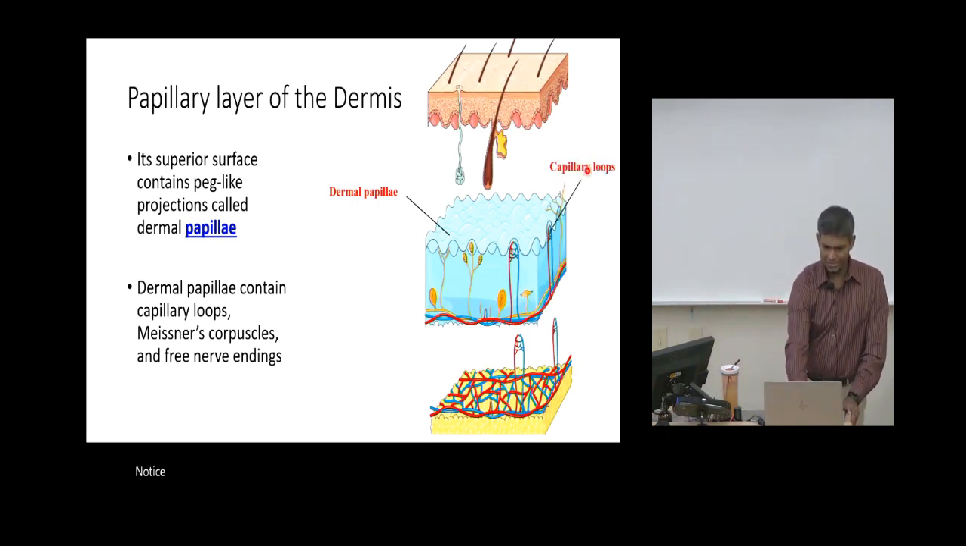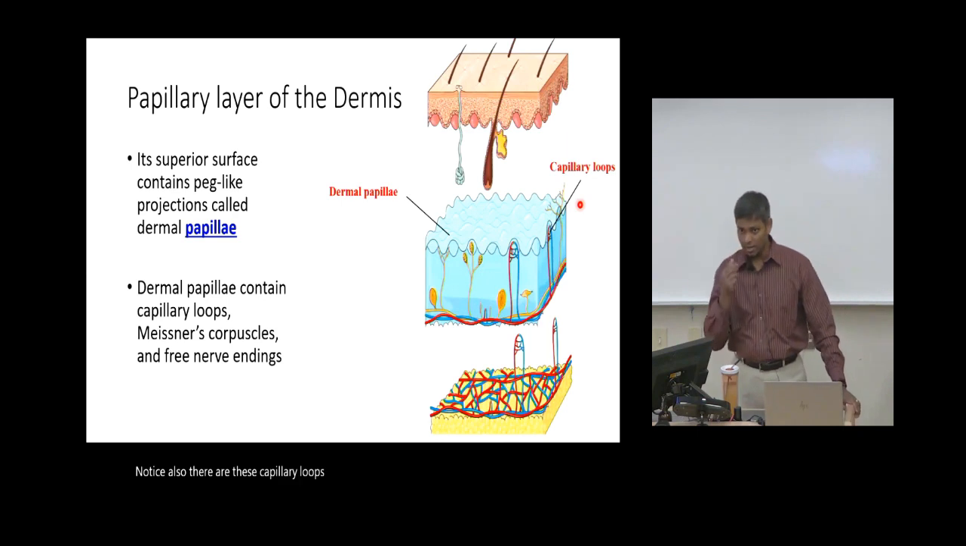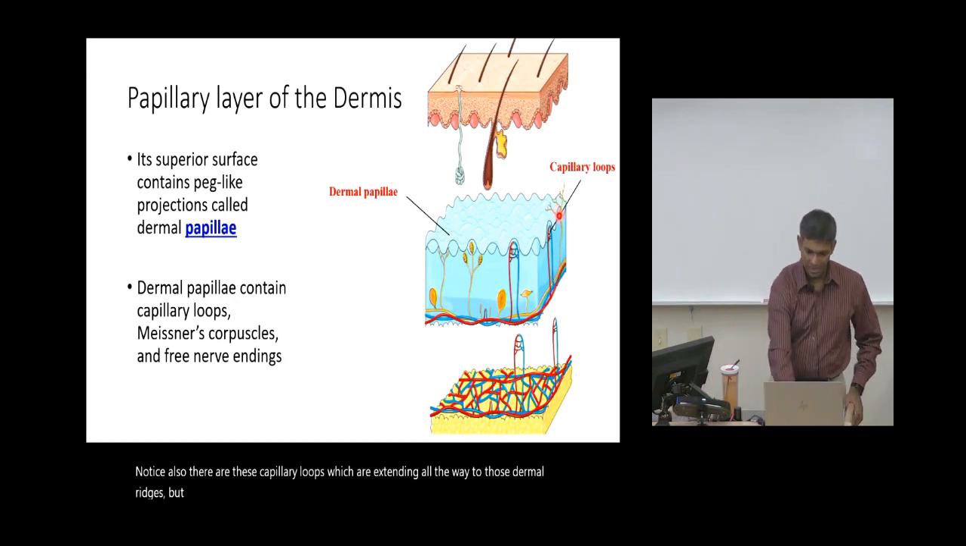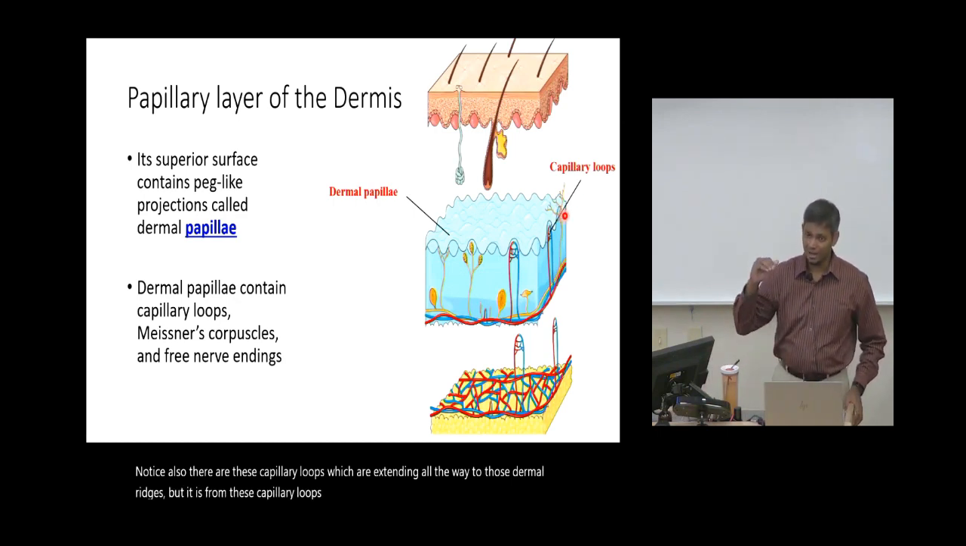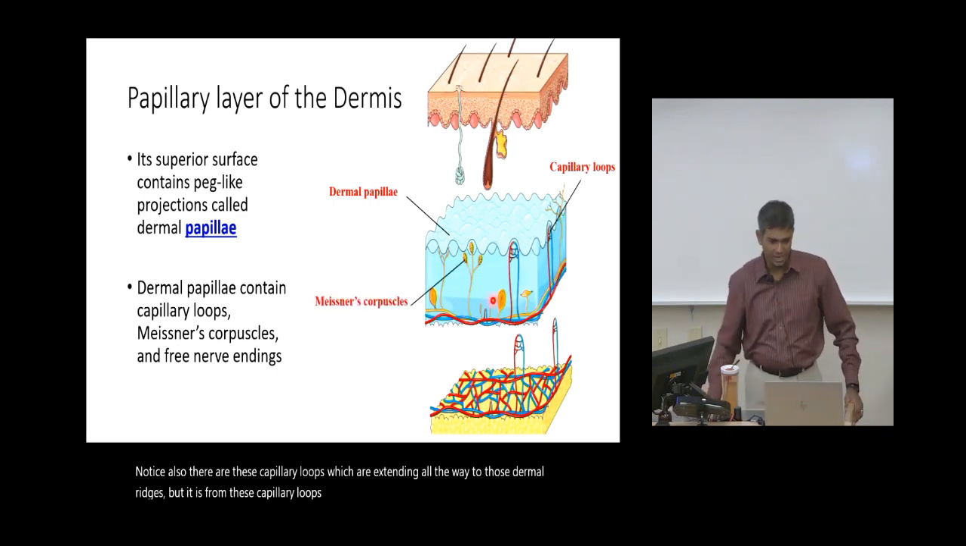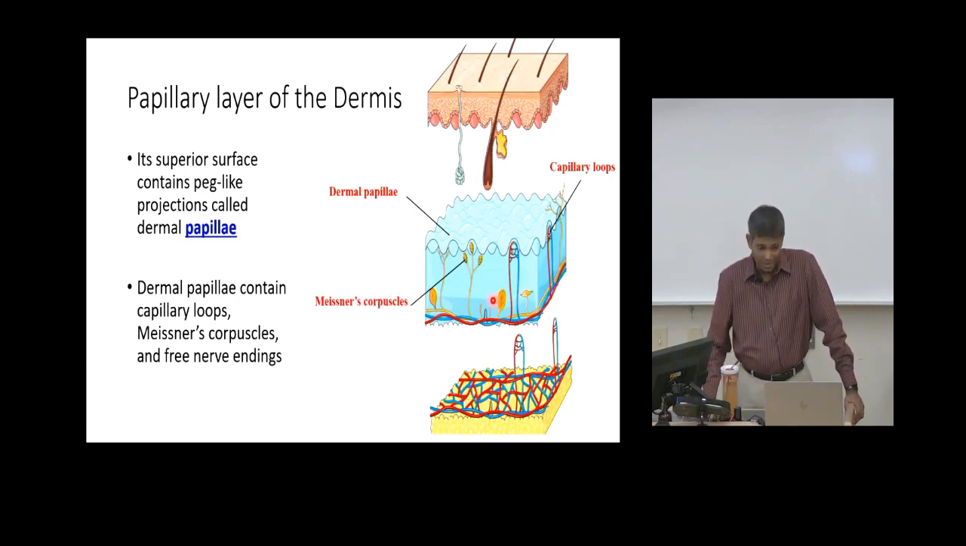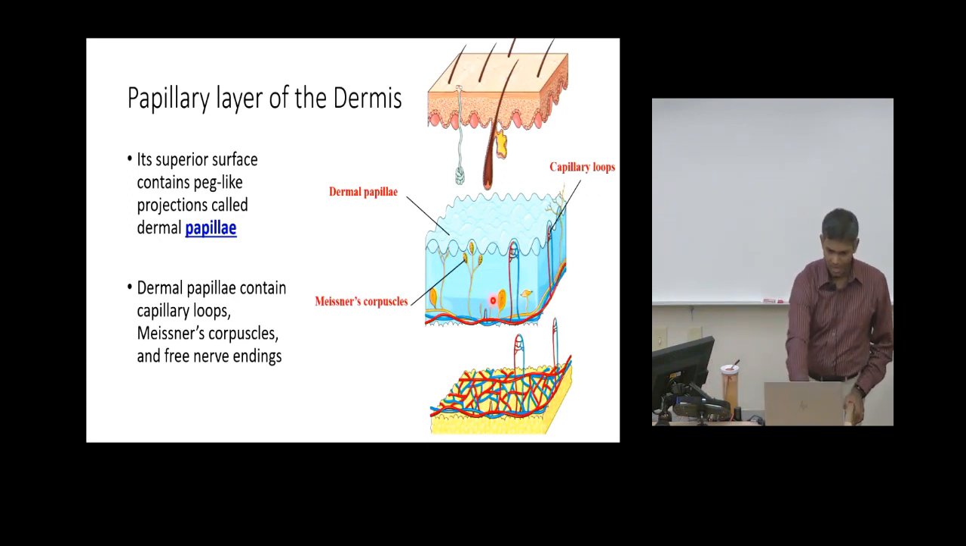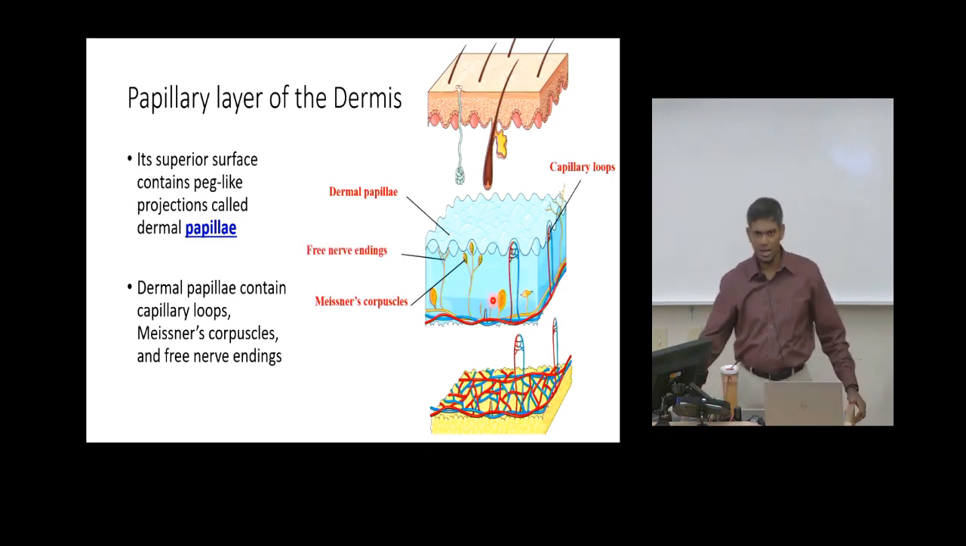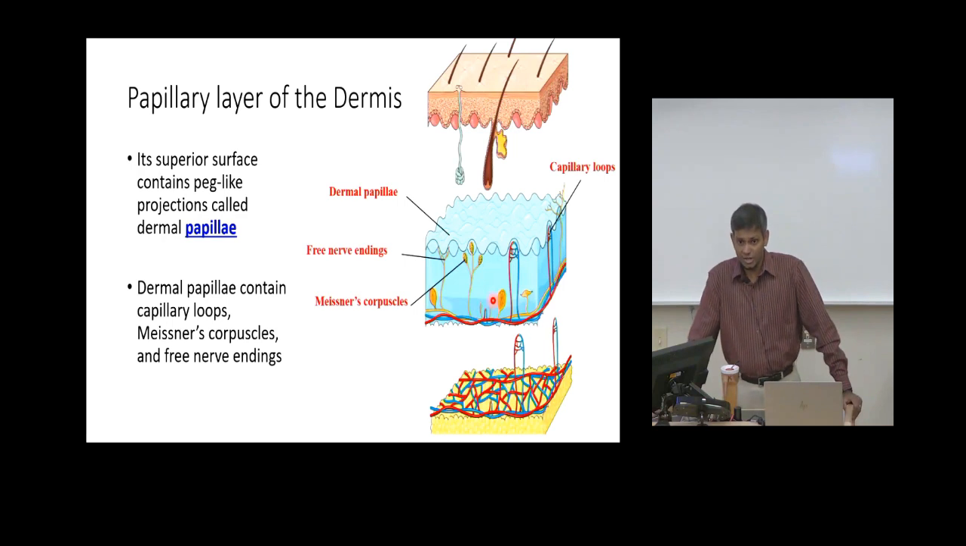Notice that there are these projections called dermal papillae, and they will fit into these upper epidermal ridges, and that plays a role in the fingerprints which are unique to every individual. Notice also there are these capillary loops which are extending all the way up, and it is from these capillary loops that nutrients can diffuse to the upper layers.